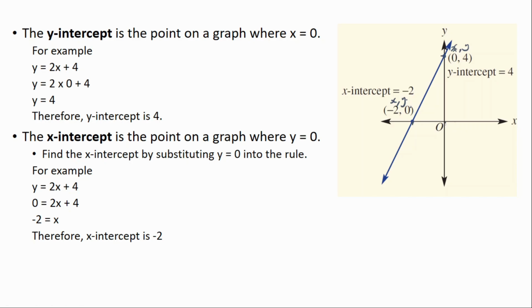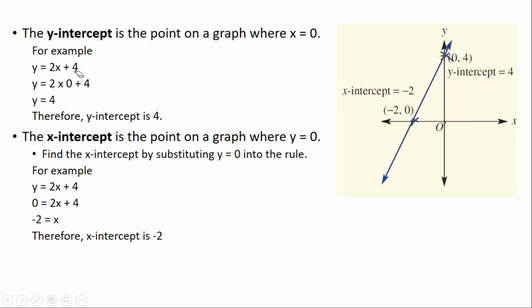So once again, when you're given a graph like this, the y-intercept is just where your line crosses the y-axis. That's your y-intercept, and the x-intercept is where it crosses the x-axis. So right here. However, you're not always given a graph like this. You might just be given the equation like that. So now we're going to learn how to find the y-intercept when we're given the equation.